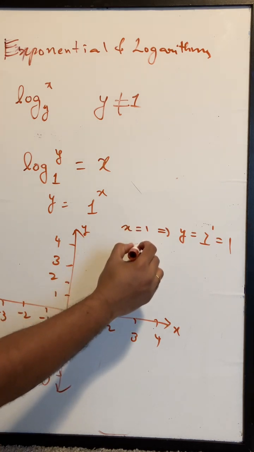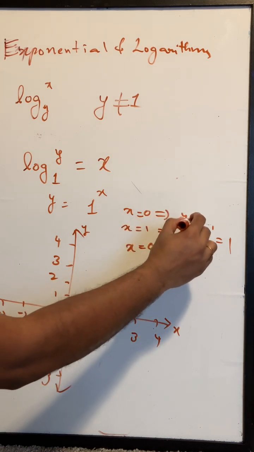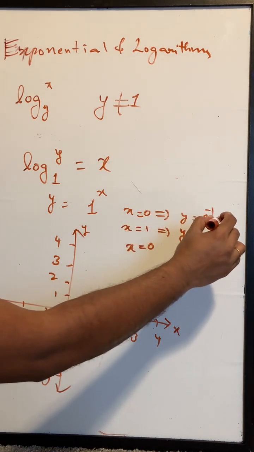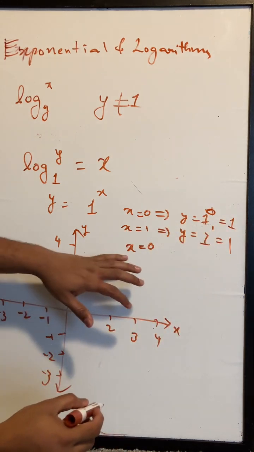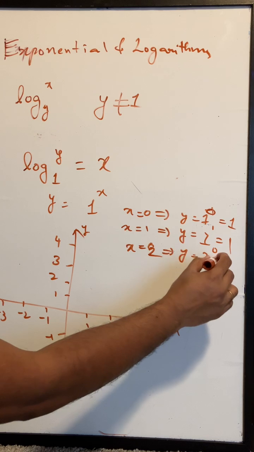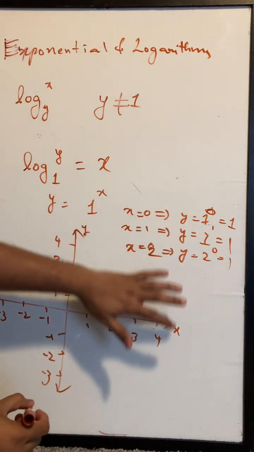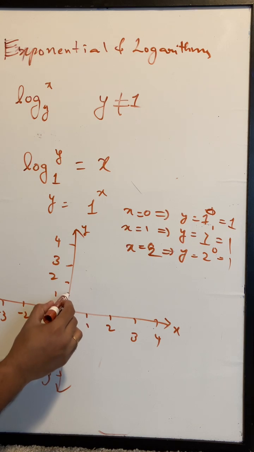When x equal to 0, y equal to 1 to the power of 0, which equals 1. What are the values we take? Every value is coming as 1 only. So technically, when x is 0, its value is 1.